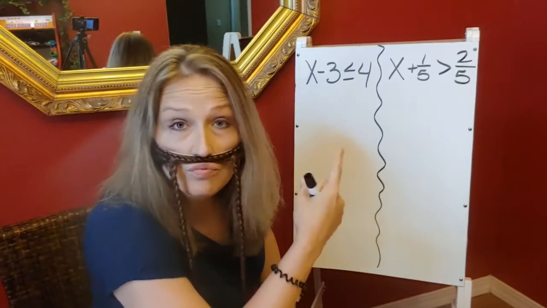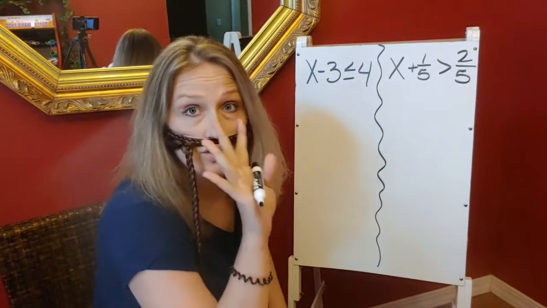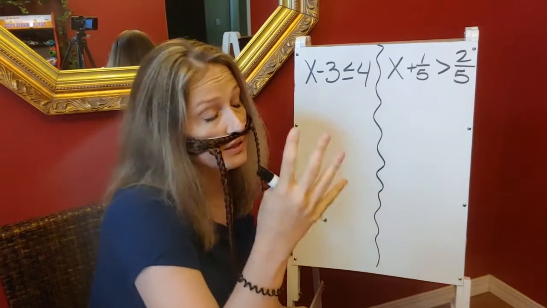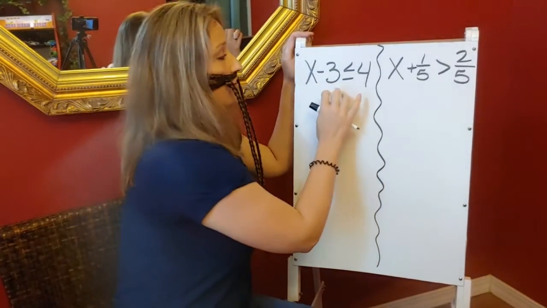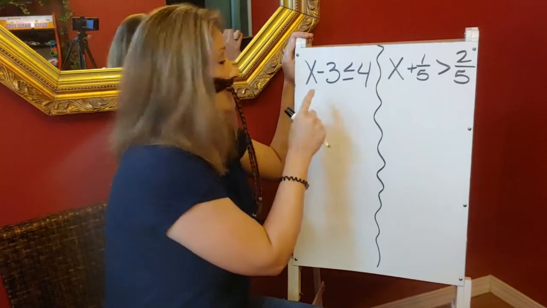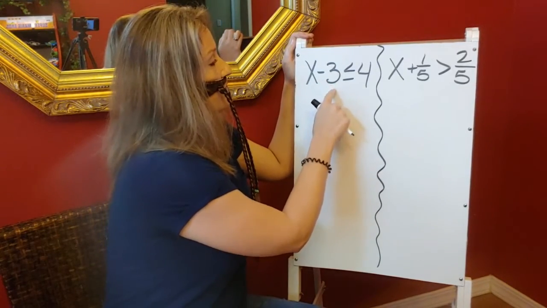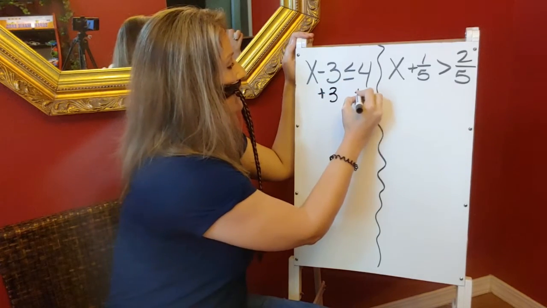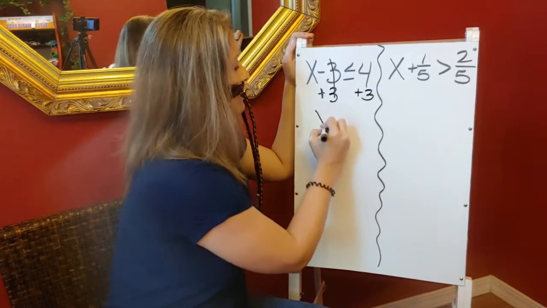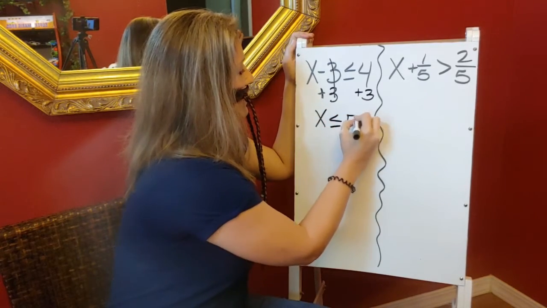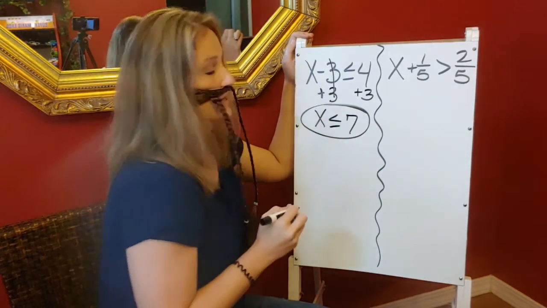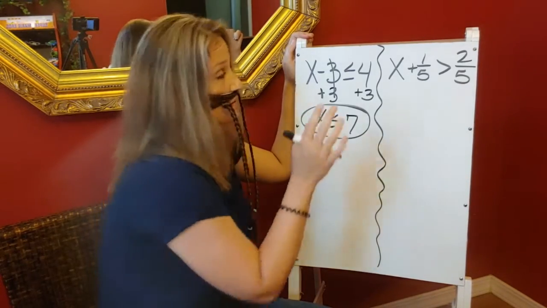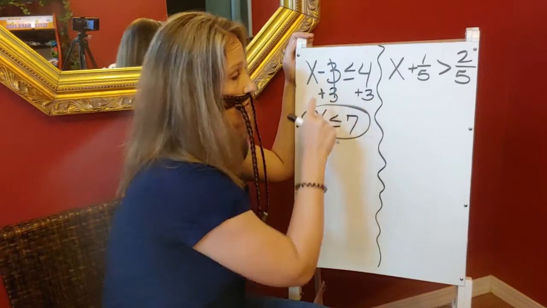Okay, so I've got 2 more examples up here. This is still just one-step inequality, so I only have to do one thing to each one to get an answer. In my first example right here, getting x by itself, to get rid of this 3, I'm going to have to add it. It's being subtracted right now, so I'm going to add 3 to both sides. And my answer is x is less than or equal to 7.